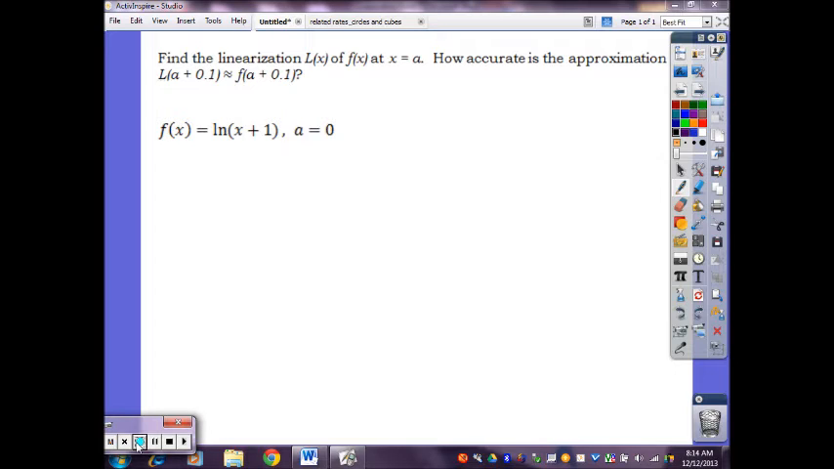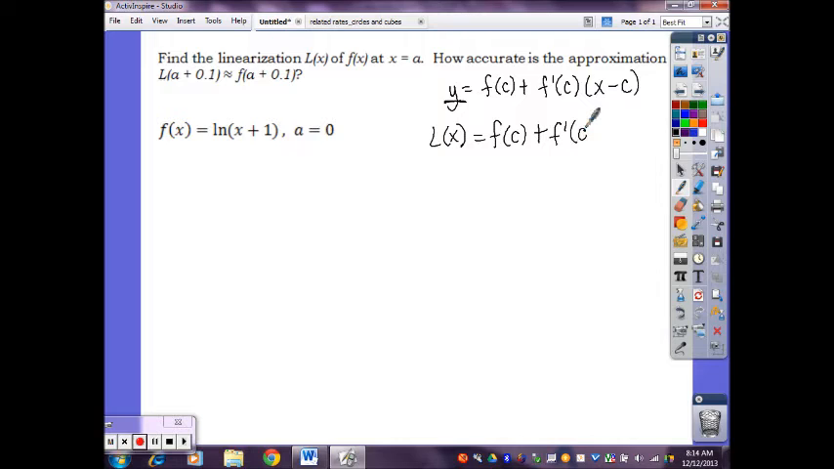In class, when we were talking about linear approximation, the formula we came up with is y equals f of c plus f prime of c times x minus c. Well, in order for this to apply to what the directions are saying, it's easier to replace y with L of x, because this is also just a linearization. So it means the same thing, they're synonymous. So all this is saying when it says find the linearization L of x is use this formula that we've been using.